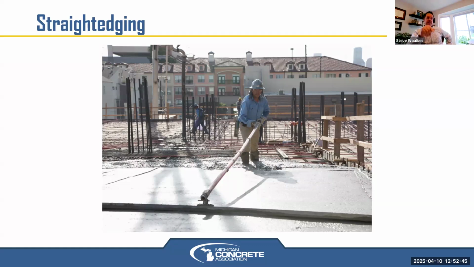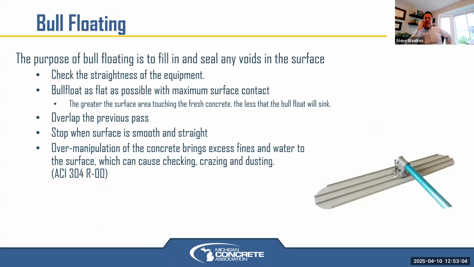And they're also then identifying areas and can see areas of daylight underneath it, where they'll then signal a finisher to come with a shovel and throw some additional material to bring up any bird baths or low spots. So that's done after strike off to identify those areas. And then after that, a bull float, such as what we see pictured here, comes in to seal the surface.